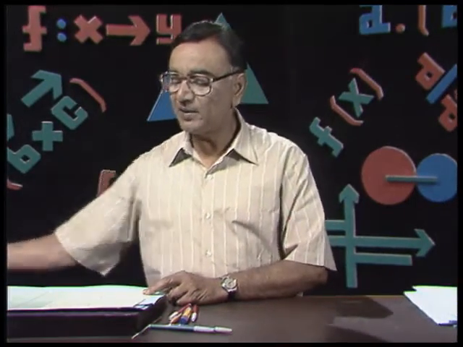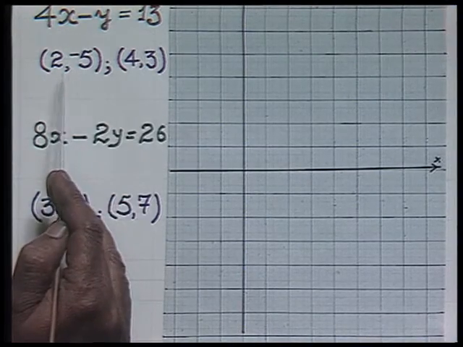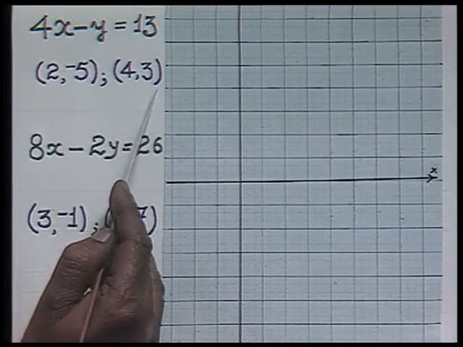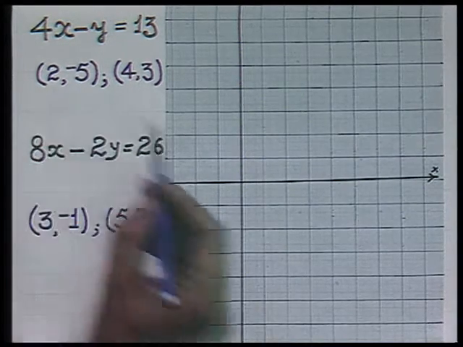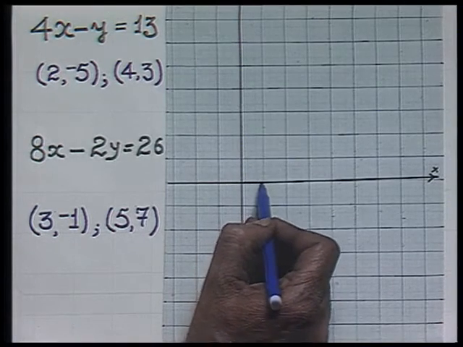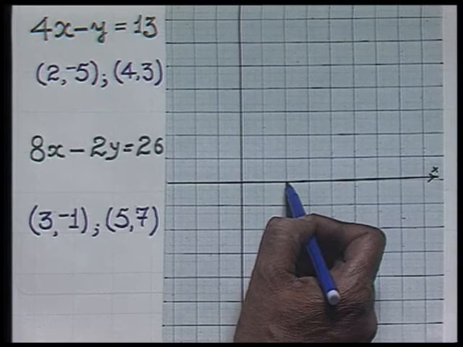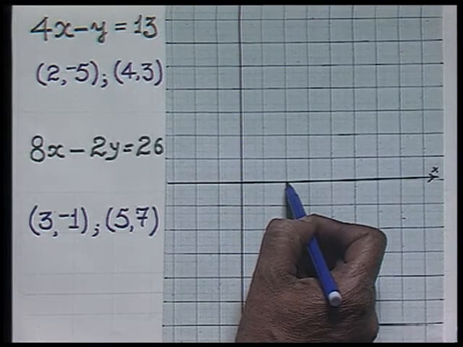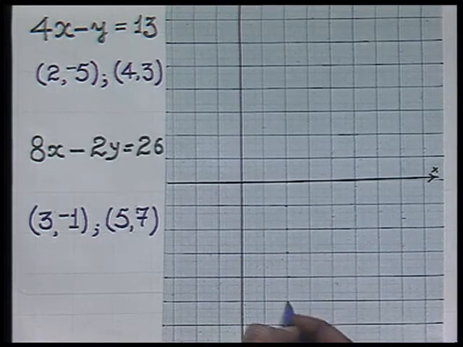So here is the first equation, 4x minus y equals 13, and the ordered pairs we are taking for this are (2, -5) and (4, 3). So let's first plot these two points. First point is (2, -5). Again, 2 being positive I will move to the right, 1, 2, and minus 5 units. Which direction do I go, up or down? Because it is a negative distance I will be going down. So this is 1, 2, 3, 4, 5.